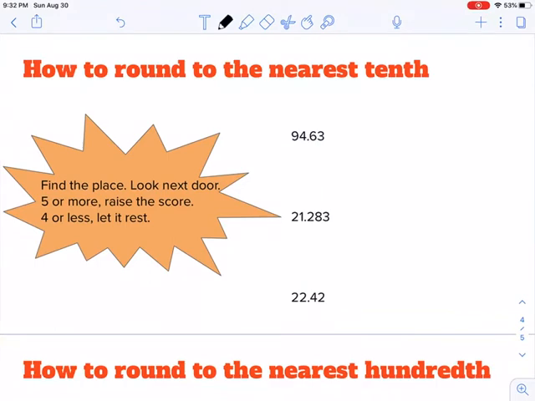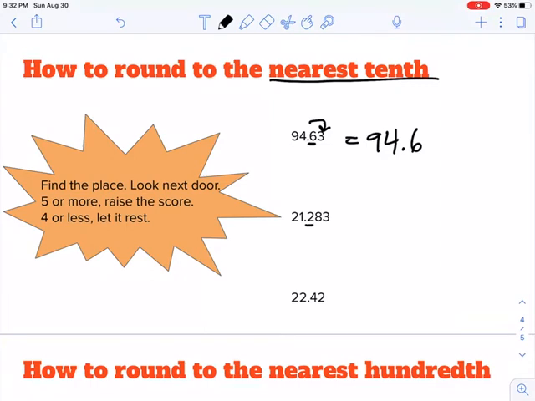So next, we're going to continue rounding, but rounding to the nearest tenth. And the process is the same. So we're finding our place. The 6 is in the tenths place, and we're looking next door. Since it is 4 or less, we're going to let it rest. So this would become 94.6.